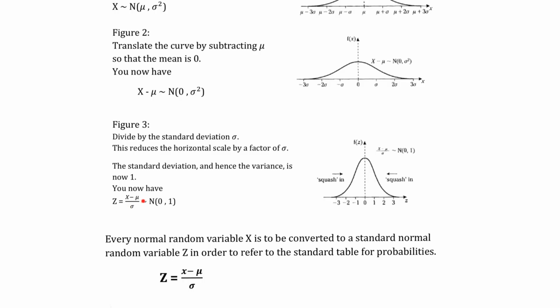So z is calculated through this formula, x minus mu over sigma, where z is normally distributed with mean 0 and variance 1. Every normal random variable x is to be converted to a standard normal random variable z in order to refer to the standard table for probabilities. So the table which we just saw previously was for standard normal z values, and now you will have to calculate z values through this expression.